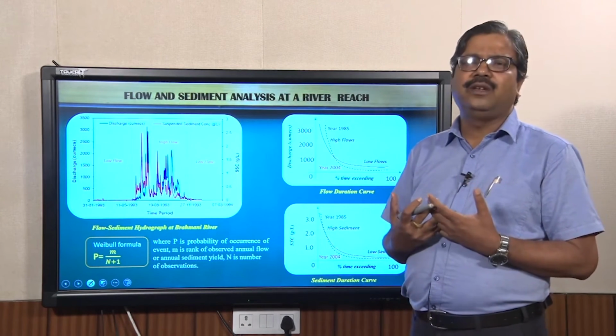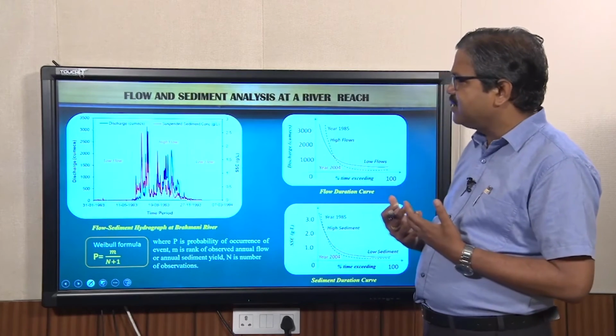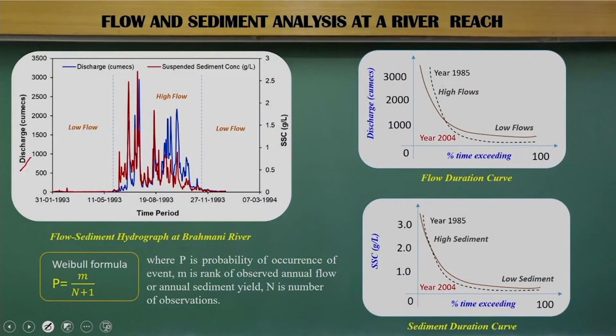First, we plot a hydrograph, that means a plot between discharge and time period. Here the discharge is in blue color. You can see the discharge versus time period starting from 31st January to 7th March. This is just a period of data, showing the data variability that is there in a year.